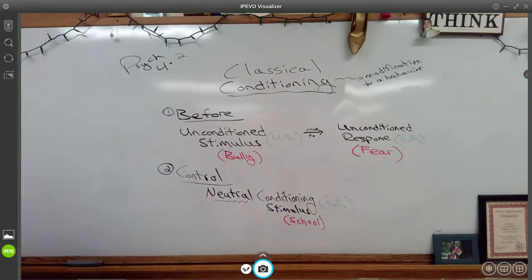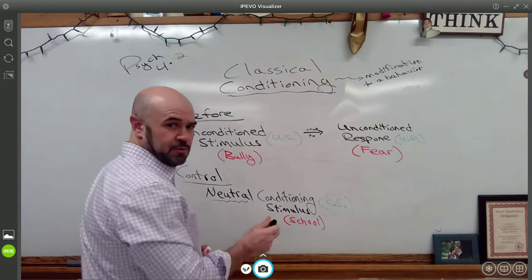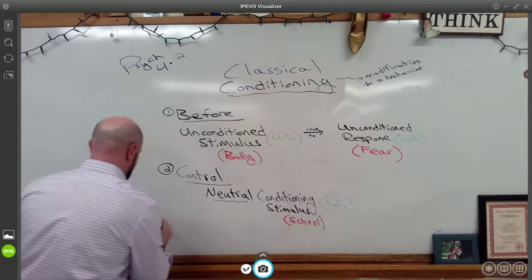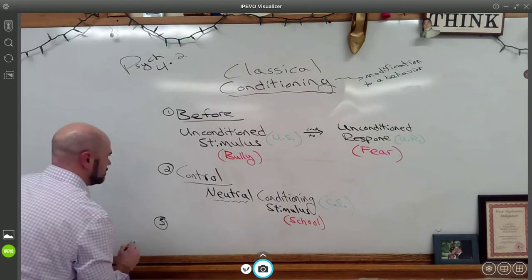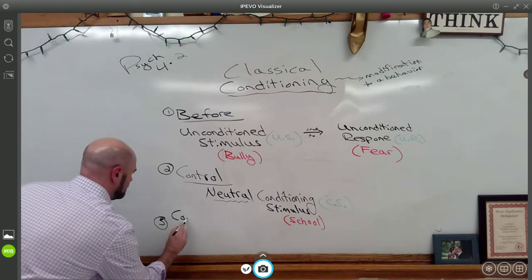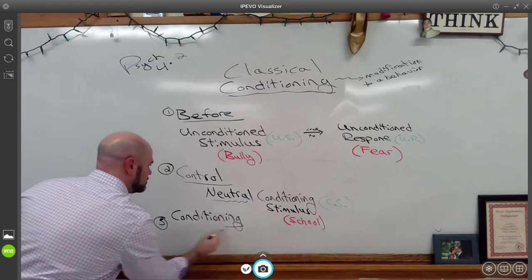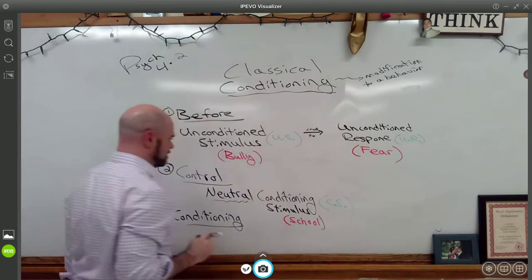It's just a place that you travel to. Here's where the magic happens. Here's where the conditioning happens, which we'll label. Let me make sure that we're on the screen. Yep, we're still on the screen. So now we're going to go to number 3. The third step is what a psychologist would say is the conditioning. So here is where this modification will take place.